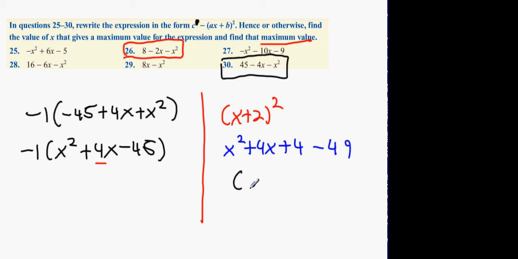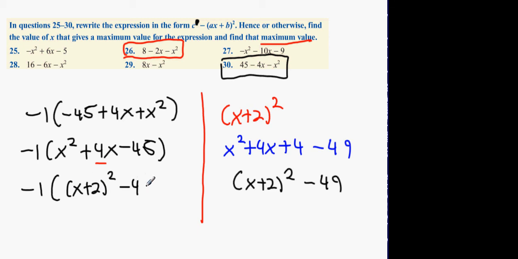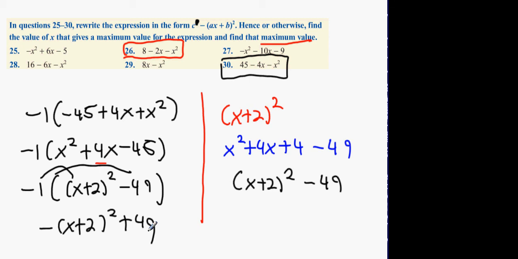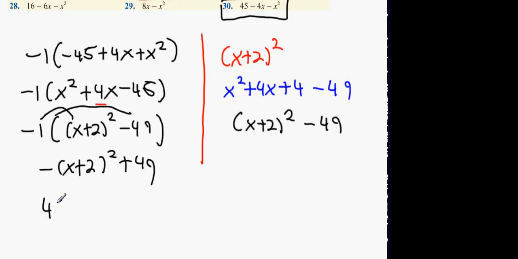Now what happens next is the following. We're going to get x plus 2 squared minus 49. Then we have minus 1 bracket x plus 2 squared minus 49 close bracket. We're going to multiply these in, and we get minus x plus 2 squared plus 49. Then you're going to get 49 minus x plus 2 squared.